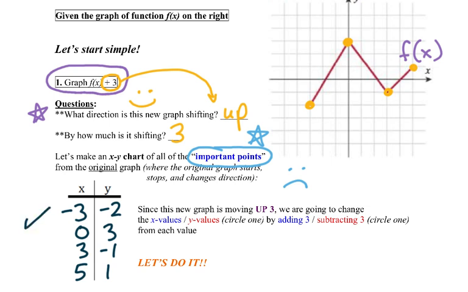Now, as we see here, because we're moving up 3, we're going to change all of the y values, because up and down is a vertical change. And like we said, we like what we see when it's an outside or a vertical change. It's plus 3, so we are going to be adding 3. So that means we don't touch the x's at all. Leave the x's alone and just change all the y's by adding 3. All right, let's do it.